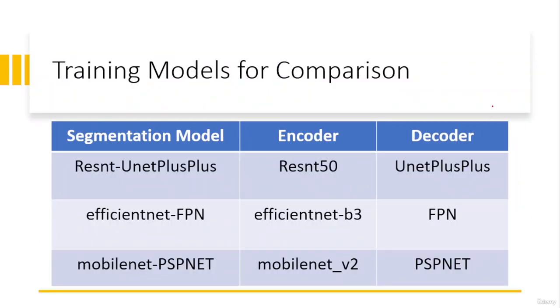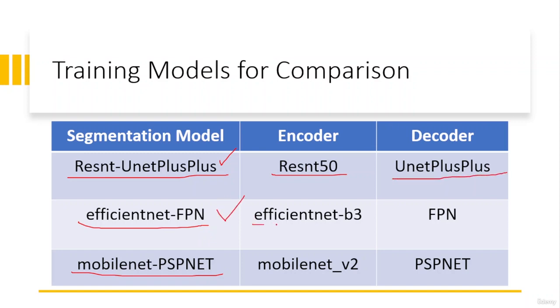As we have trained 3 different models for comparison and evaluation purposes: ResNet UNet++, EfficientNet FPN, and MobileNet PSPNet. The first model is using the ResNet 50 encoder and UNet++ decoder. The second model is using the EfficientNet encoder and FPN decoder. And the third model is using MobileNet as an encoder and PSPNet decoder. Now we will compare these models using the class-wise intersection over union score.